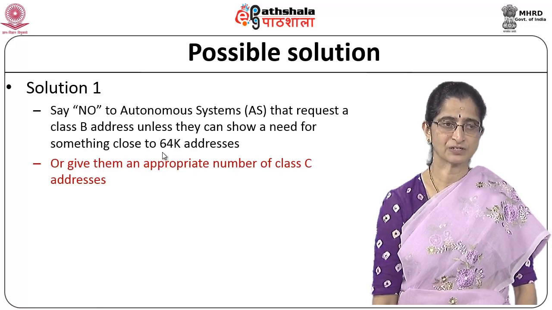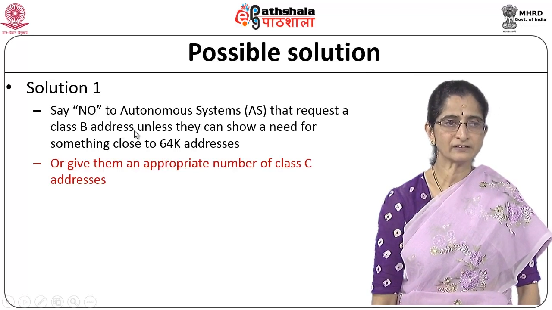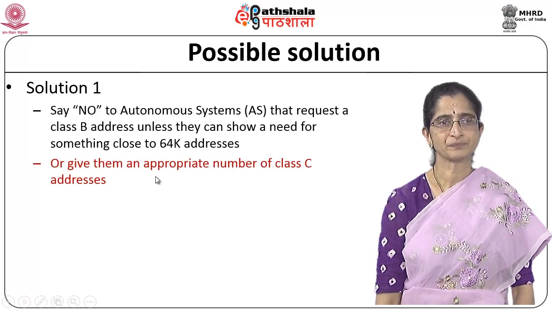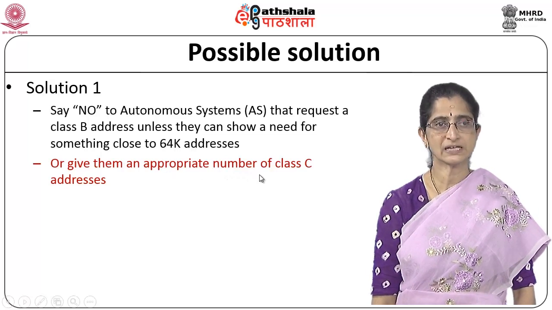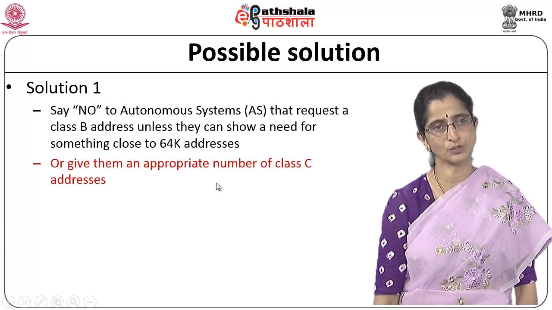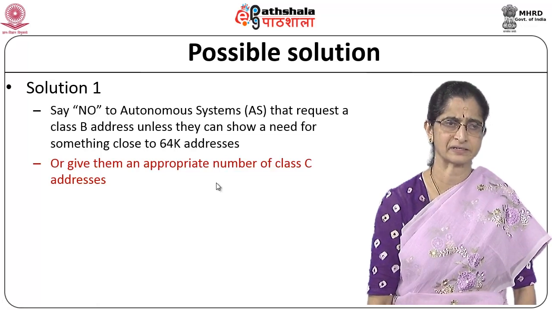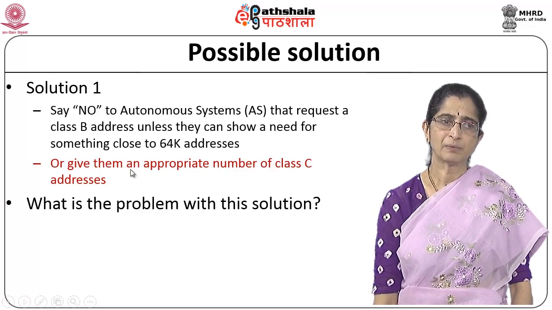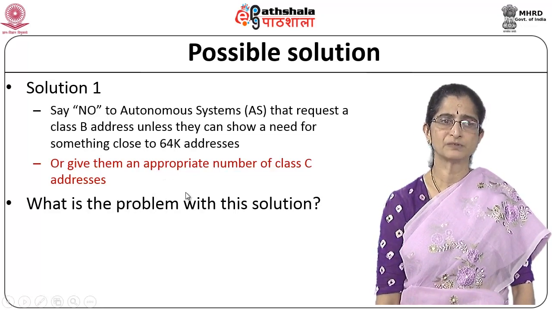So that is one solution. Or another solution could be that you just give them an appropriate number of class C addresses. As I just mentioned, if I want 1024 addresses, you take 4 class C addresses. So that is an option. But we already saw what the problem with this kind of a solution is.